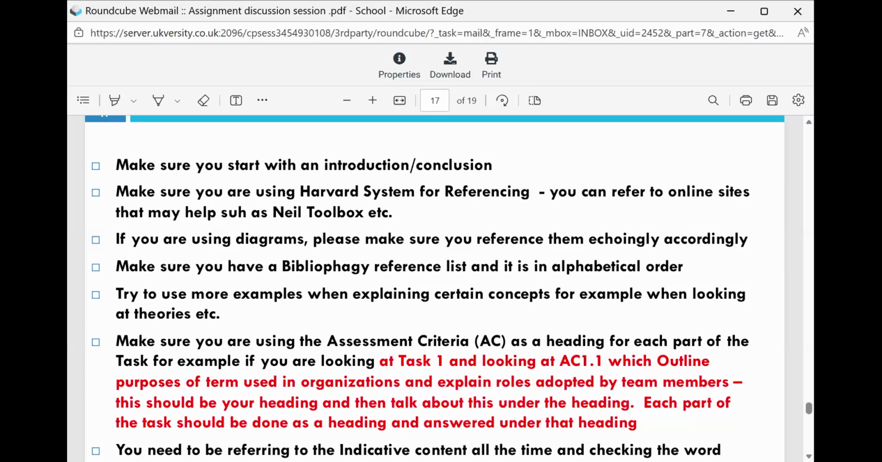Okay, some little guidance at the start. Make sure you have an introduction and conclusion, which is very brief. Make sure you are using Harvard referencing, and the main one that you could refer to is a toolbox you can use online called Neil's Toolbox, which actually helps in regard to putting together your referencing and then copying and pasting that over. Make sure your diagrams are referenced accordingly. Make sure you have a reference list and it's in alphabetical order.